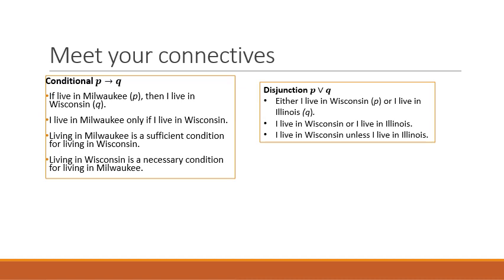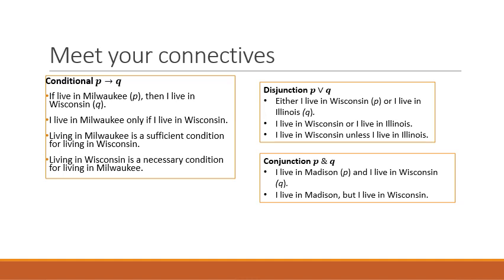But one thing that is kind of different is the phrase unless. So we do use the word unless to indicate disjunctions, and so I live in Wisconsin unless I live in Illinois also gets translated as P V Q. So just something to keep in mind, that unless could be a tricky one. Unless is a disjunction.